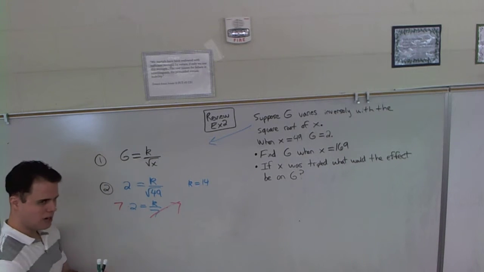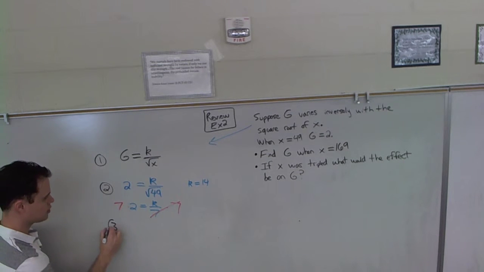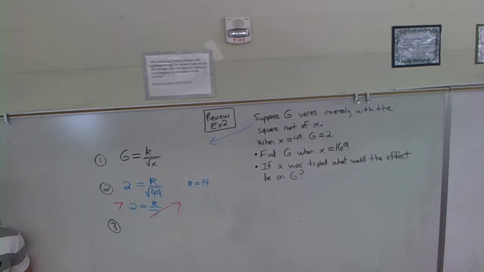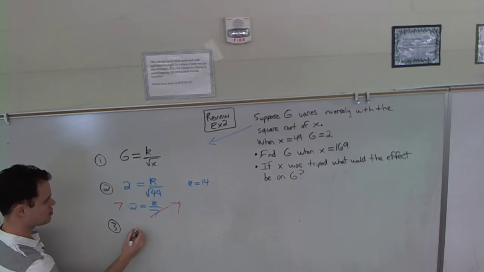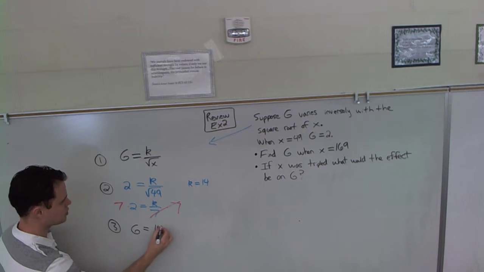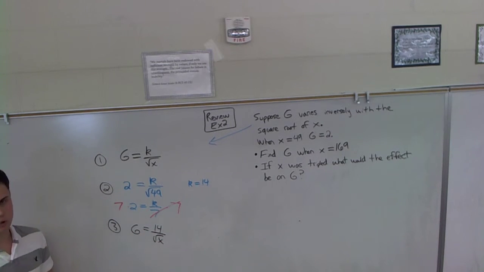14. So then, if you remember the next part, so you don't get confused, is write down the specific relationship. Those measurements were for our specific scenario, so they're going to turn this into the specific G equals 14 over the square root of x, and now you can use it for whatever they ask you to do. I'm telling you, if you stick to the process, you won't have any issues.